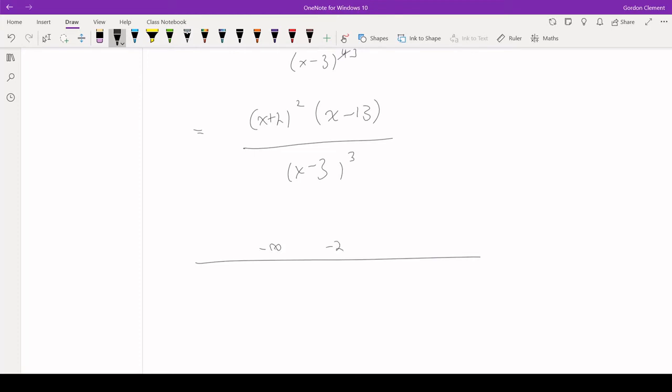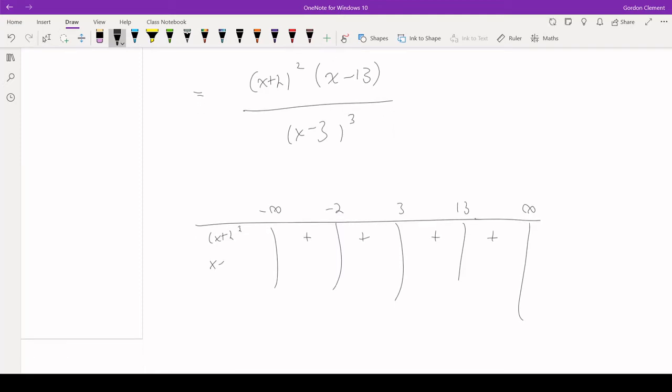So our key numbers are -2, 3, and 13 on this graph for the first derivative. x plus 2 squared, so since that's to a power of 2, I know that's not going to change signs. x minus 13 is negative before 13 and positive after. x minus 3 cubed is negative before 3, positive after.